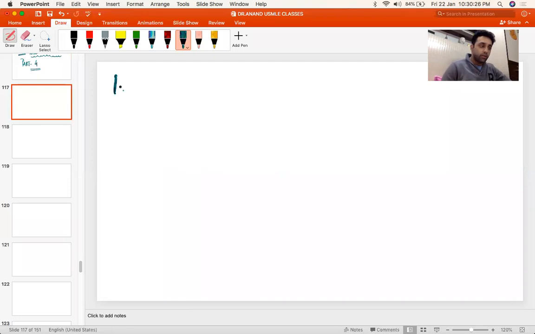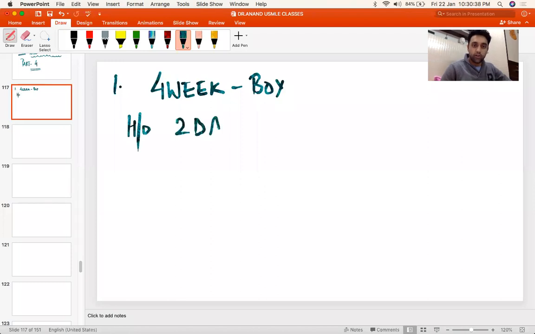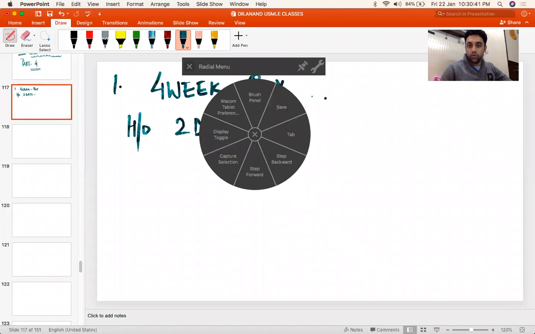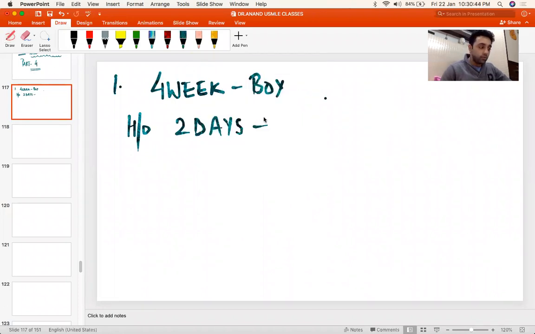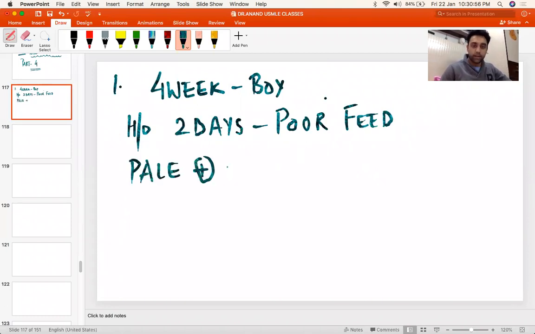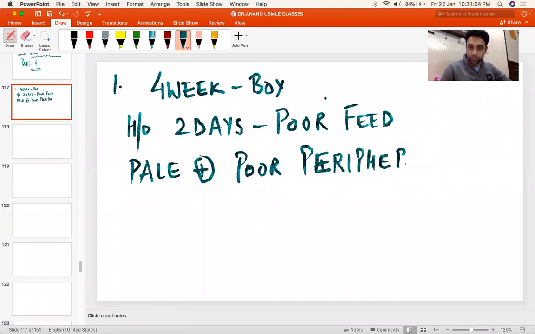Question number 1. A 4-week-old boy came with history of 2 days of poor feeding. Okay, this is the pediatric cardiology section today, so try to put your brains over there. The boy was pale on examination. There was poor peripheral perfusion. Try to use your brains as much as possible.